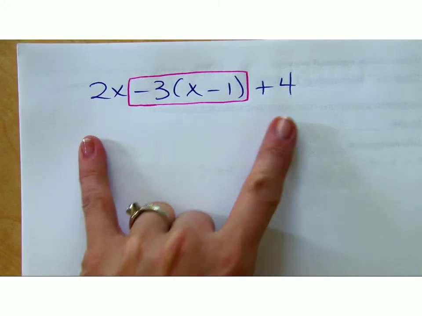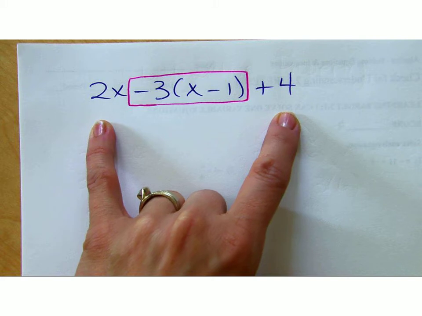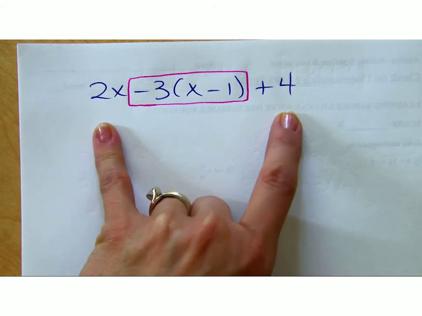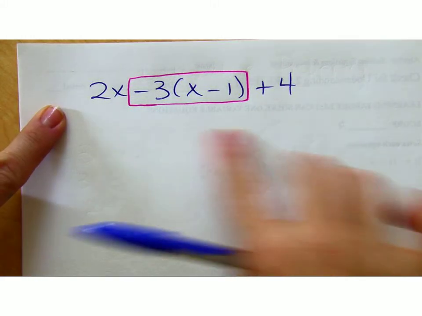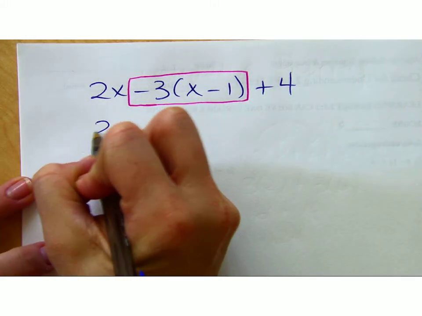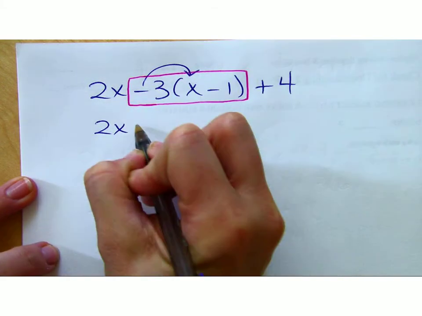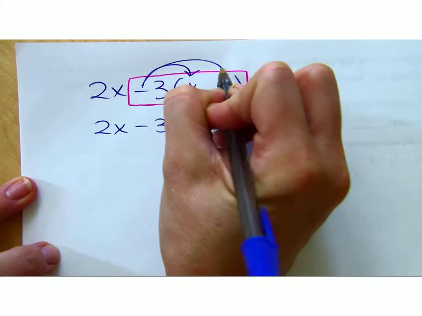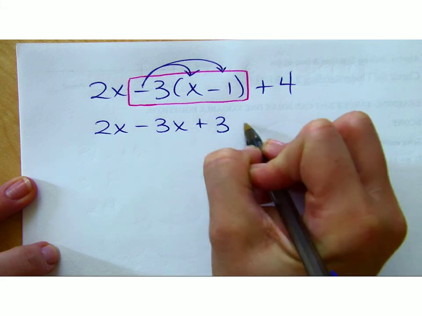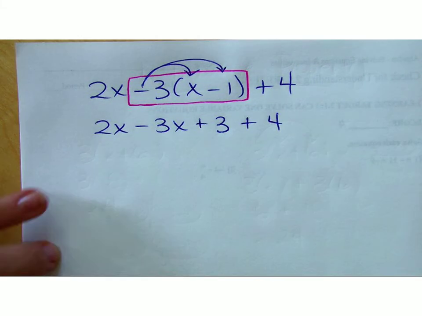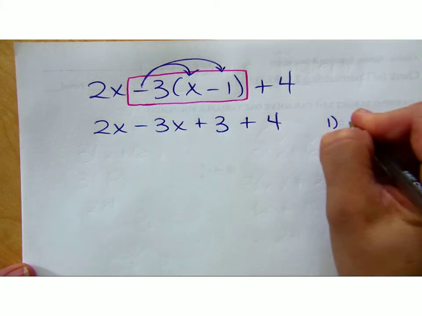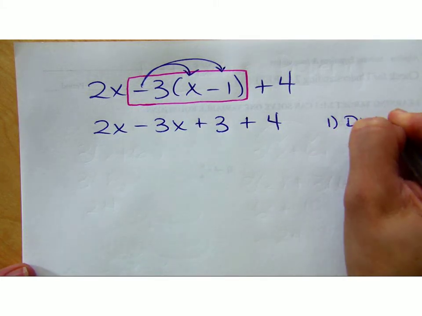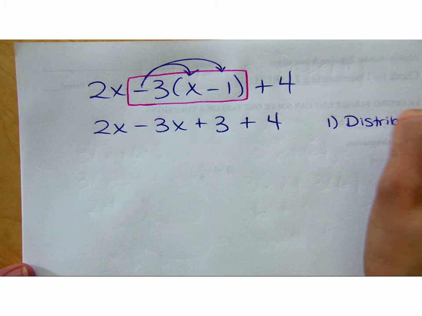So what's going on with these two? Nothing. Okay? You must bring them down though, because they are going to play a part. They're waiting to be added to whatever you get after you distribute. So this is hanging out. This gives me this. This gives me +3, and then this 4 comes down. Are you with me? So we're going to say step 1 is to distribute.